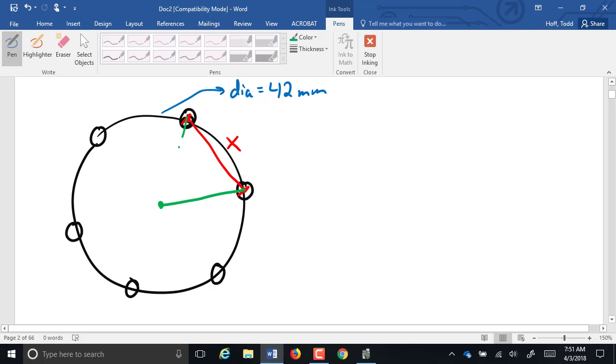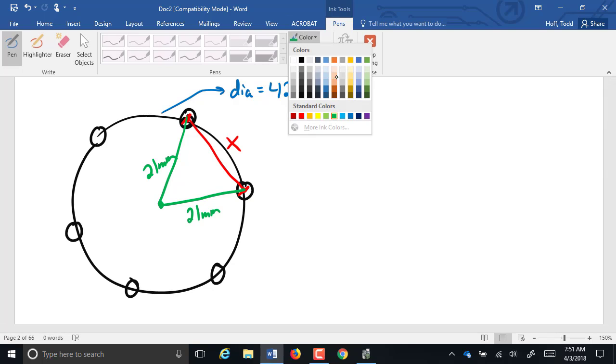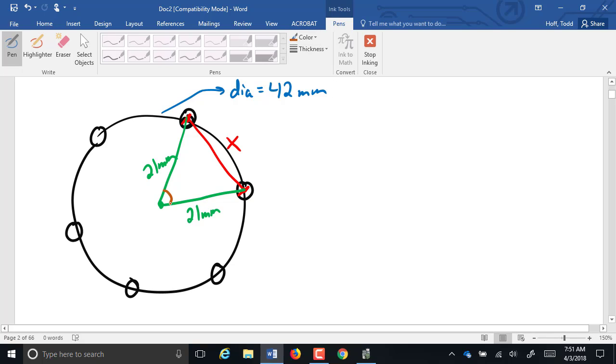If I go from the center of my circle and I connect the center of the circle to the center of those two holes, the green lines I just drew in there will be radii, correct? So 21 millimeters each, half my diameter. This angle here will be 60 degrees. How do we get 60?